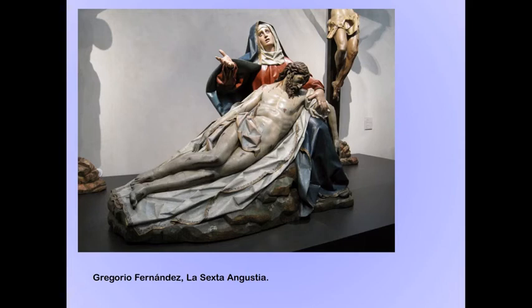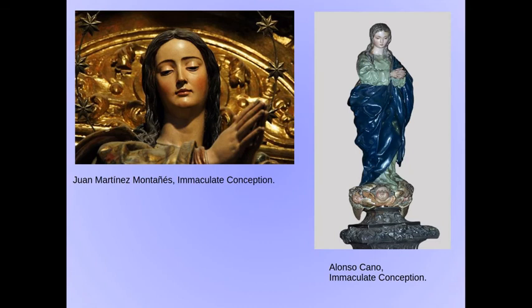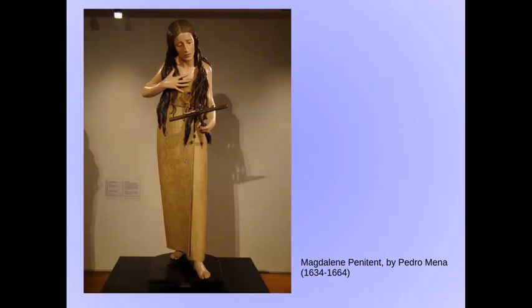And we have these scenes that we usually see in Easter, in Semana Santa, of the scenes of the Passion of Christ, the Virgin Mary with her dead son here. And also these images for the worship of the Virgin, very typical of the Counter-Reformation. Or here the Magdalene penitent. So they develop a lot this part.